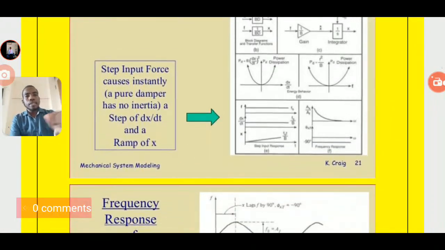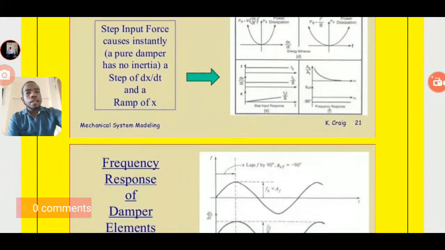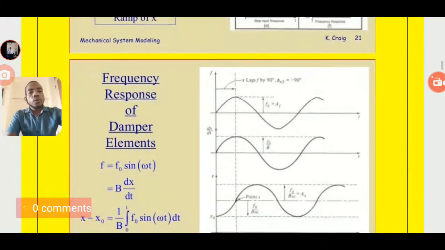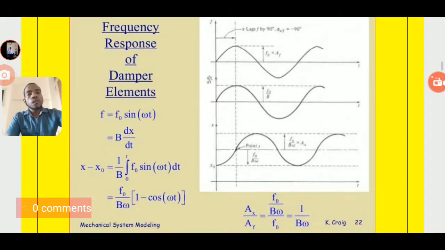So a step input force causes an instant response, which means that a pure damper has no inertia. A step of dx by dt and a ramp of x. So like this we can do it. Now the frequency response of damper elements: f is equal to f naught sine omega t, that means b dx by dt.